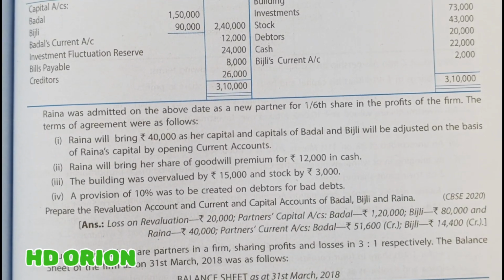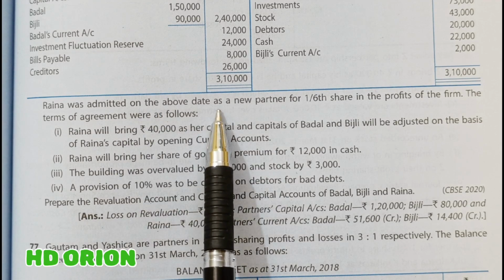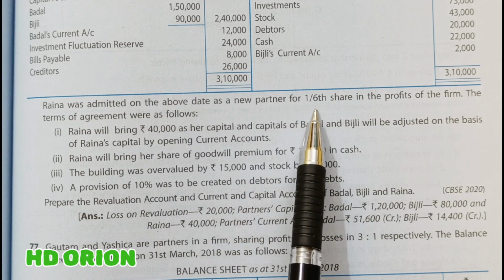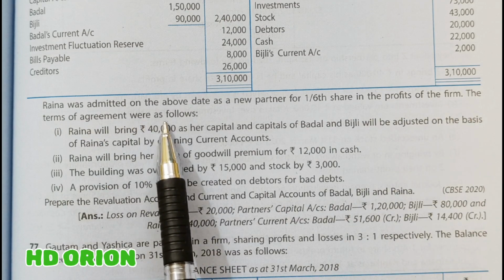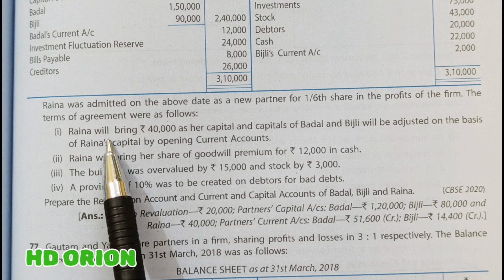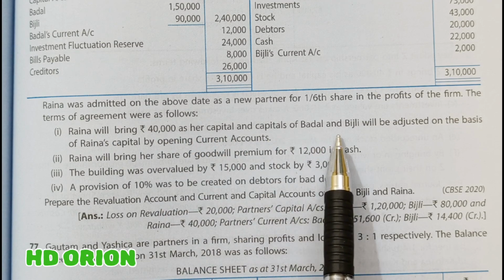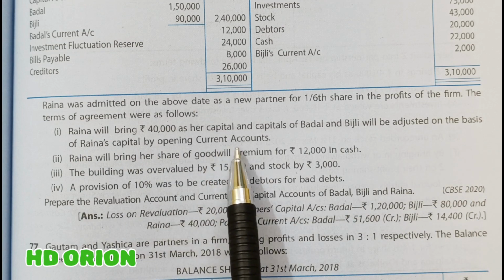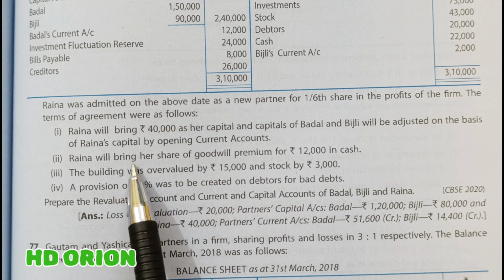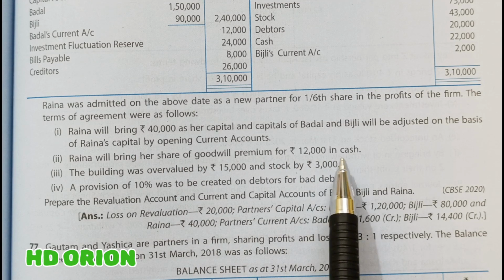Raina, a new partner, is admitted on the above date for a 1/6 share in the profits of the firm. The terms of agreement were as follows. Raina will bring rupees 40,000 as her capital, and capitals of Badal and Bijli were to be adjusted on the basis of Raina's capital by opening current accounts. Raina will bring her share of goodwill premium of rupees 12,000 in cash.